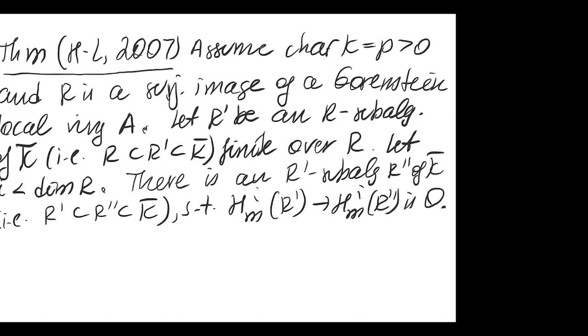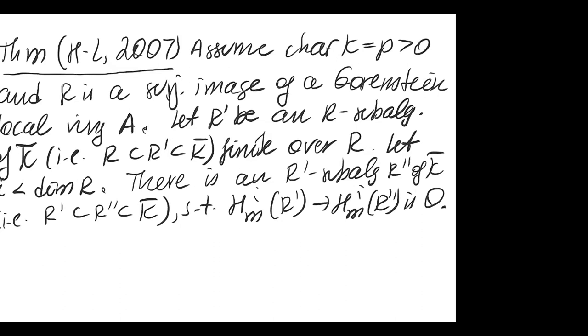Right? The paper, professor, oh, there is something in the chat. All right, so this must be about the paper. So the statement is that if you have a finite extension of R inside the algebraic closure of the fraction field, then there is a bigger finite extension of that R prime, with the property that all intermediate local cohomology with support on the maximal ideal vanish as you go to R double prime. That's under the assumption that R is a local ring, a local domain.